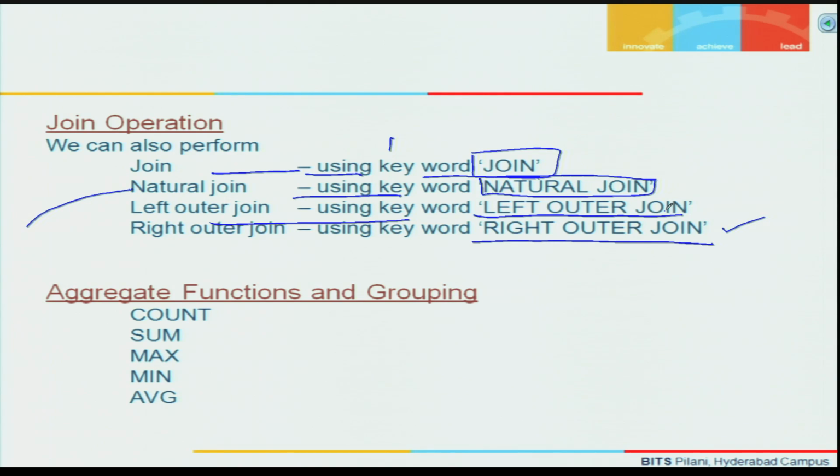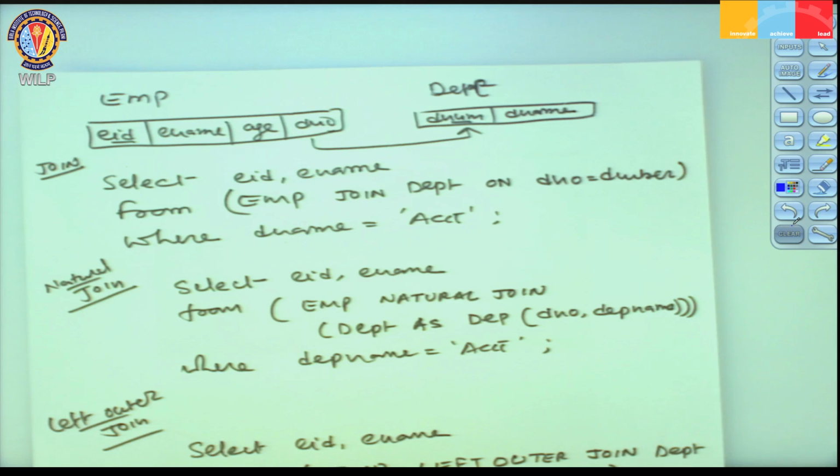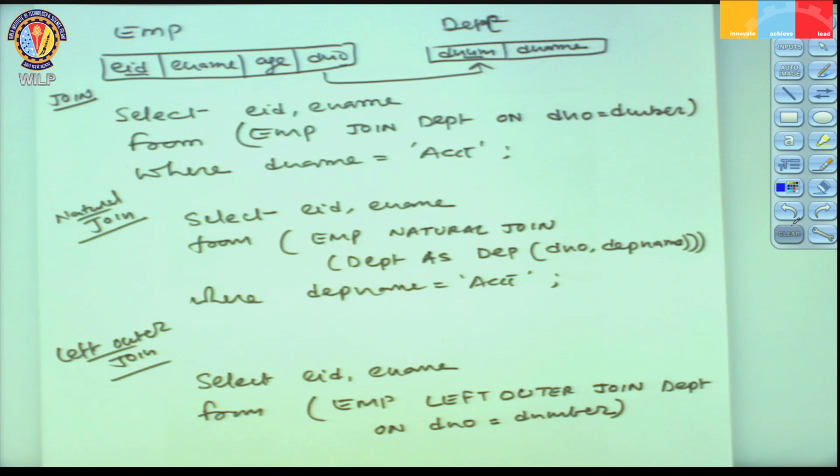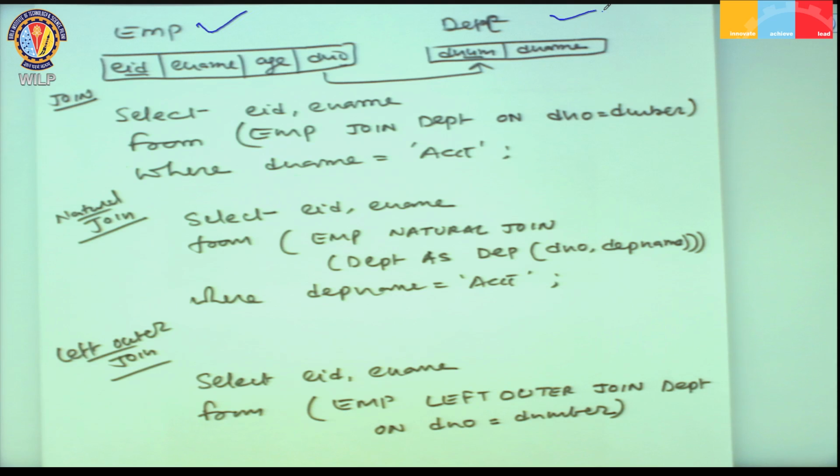Let us have a look at the examples. Let us assume this scenario wherein I have an employee table and then a department table. Employee ID, as usual, is the primary key, then ename, age, and then DNO. DNUM is the primary key of the department table, and it is being referenced by DNO, which is a foreign key in the employee table, referencing this DNUM of the department table.